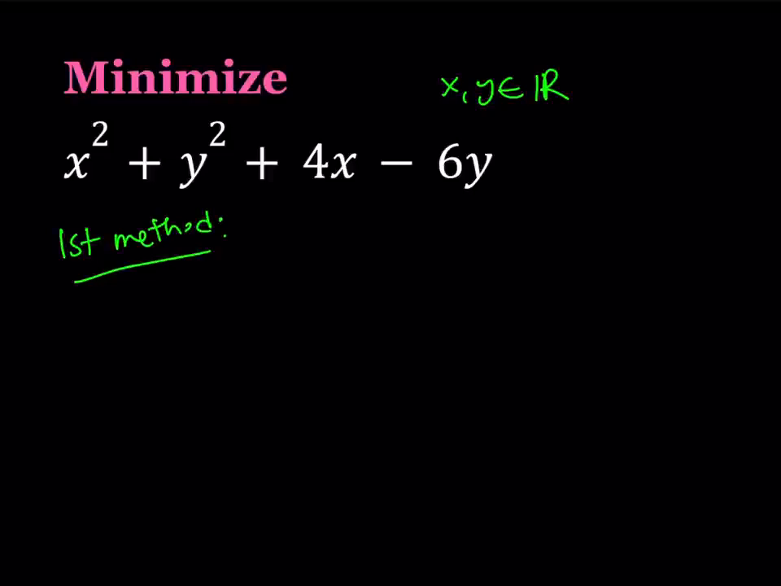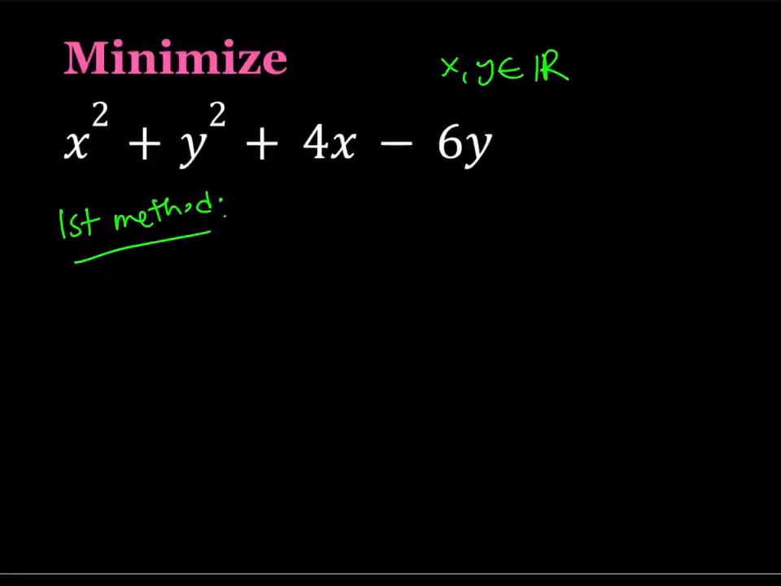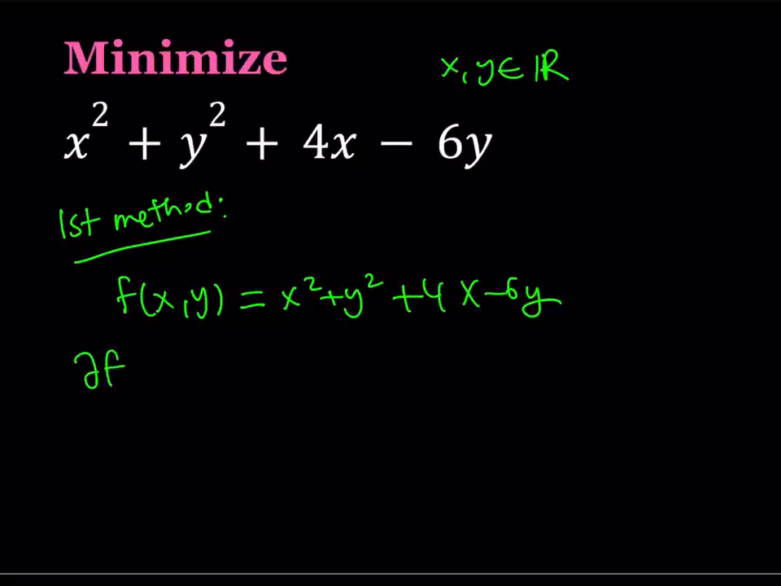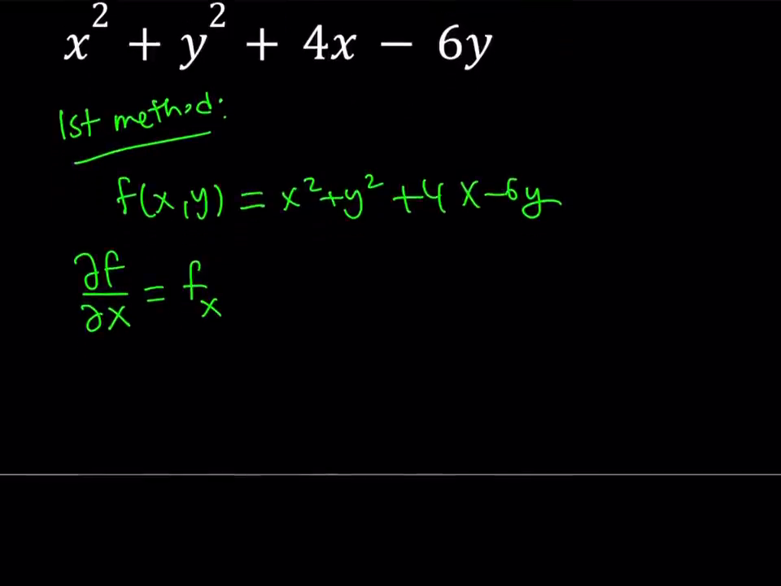The first method involves partial derivatives. So I'm going to write my expression as a function of two variables. F of x comma y is x squared plus y squared plus 4x minus 6y, and I'm trying to minimize f. To minimize f, I'm going to be looking at two things. First of all, the partial derivative of f with respect to x, that's the notation, but if you don't like that, we can also write it as f sub x. F sub x is basically taking the partial derivative with respect to x, considering y as a constant. So y is considered a constant.